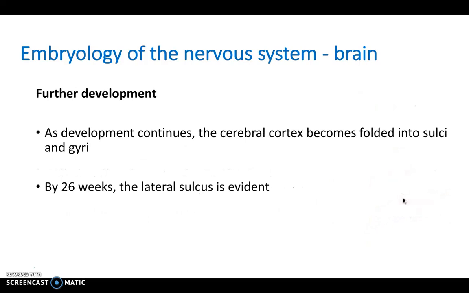So, further development. As the development continues, the cerebral cortex becomes folded into sulci and gyri, and by 26 weeks the lateral sulcus is evident, and by 30 weeks the cerebellum becomes distinct. The embryology of the nervous system is quite confusing, so take it slow, take it slide by slide, and do try to understand it. Divide it into the brain and spinal cord to allow you to understand it bit by bit. So next we have the cranial nerves.